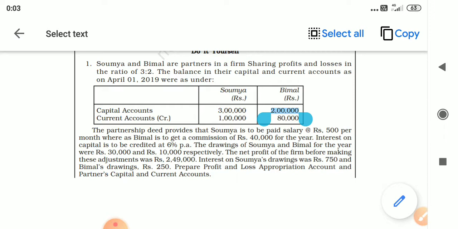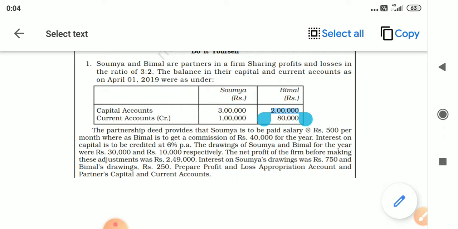In my other videos, I will teach you how to calculate opening capital balance. As of now, you can directly calculate 3 lakhs into 6 by 100 and 2 lakhs into 6 by 100. This will appear on the debit side of profit and loss appropriation account. Find the profit, distribute among the partners in 3:2 ratio. Then you have to prepare partners capital account.